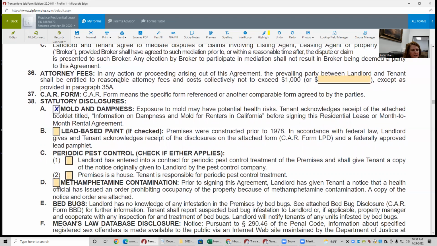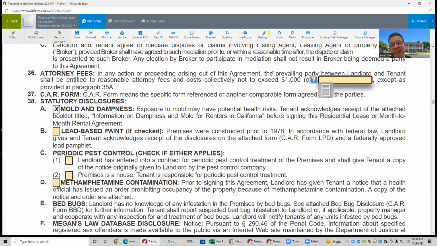So the attorney fees, this is embedded right into the agreement, as you can see. If in any action or proceeding arising out of this agreement, the prevailing party between landlord and tenant shall be entitled to reasonable attorney fees and costs collectively not to exceed 1,000, except as provided in 35A. I usually put 2,000 in here because I'm not sure 1,000 would cover that. What do you think, Peter?